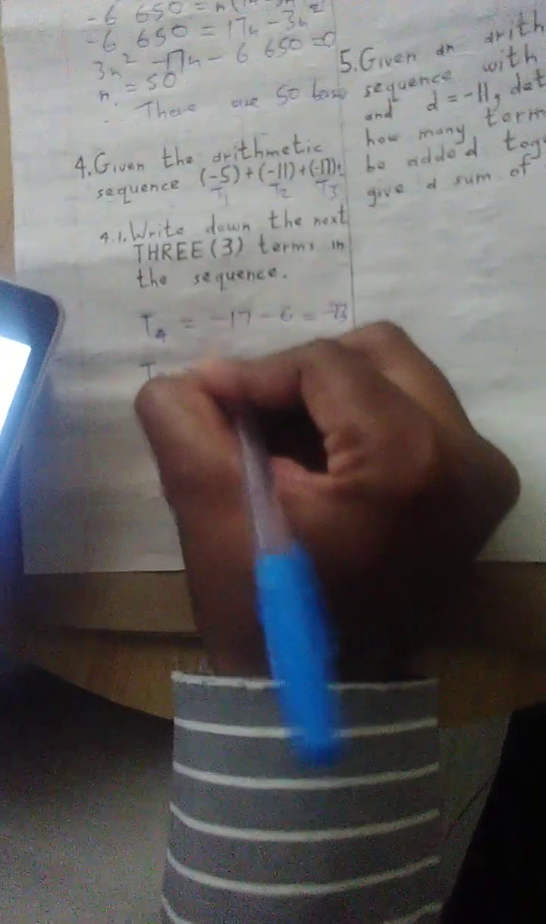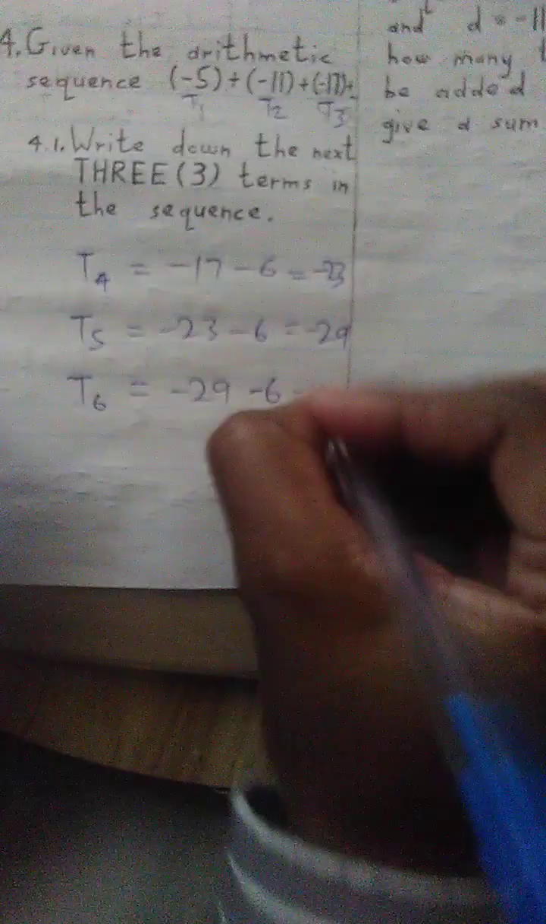T5 is -23 minus 6, which is -29. T6 is -29 minus 6, which is -35.